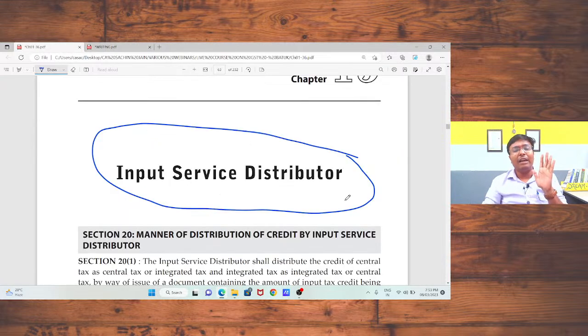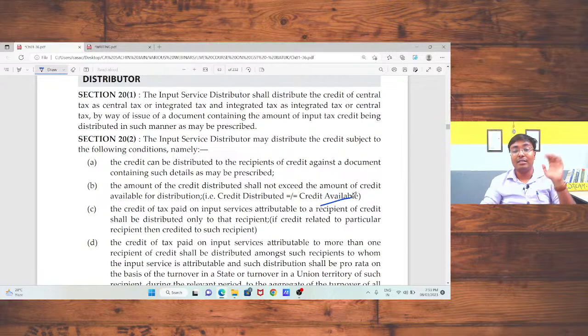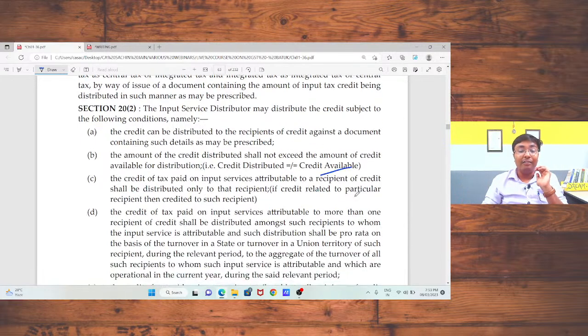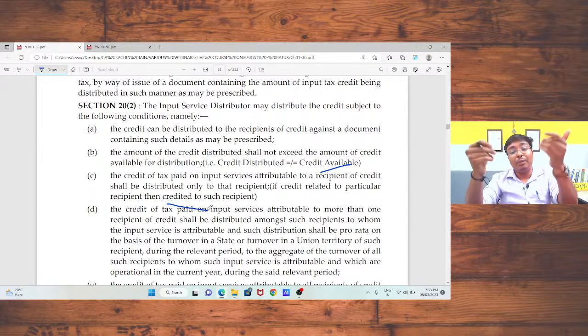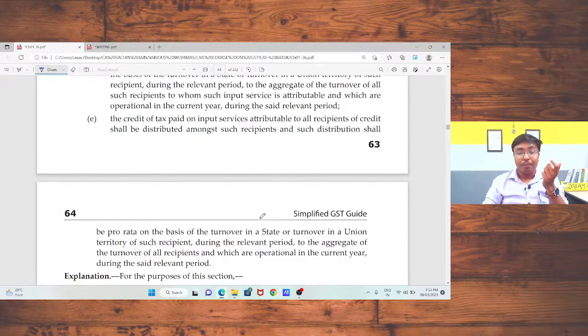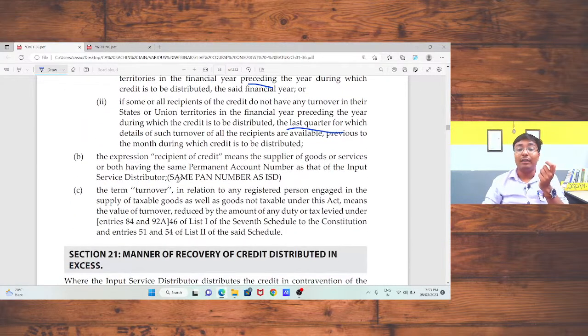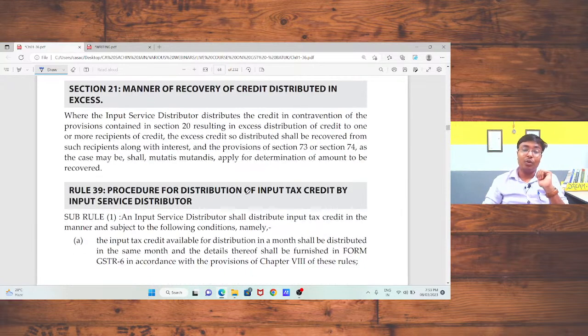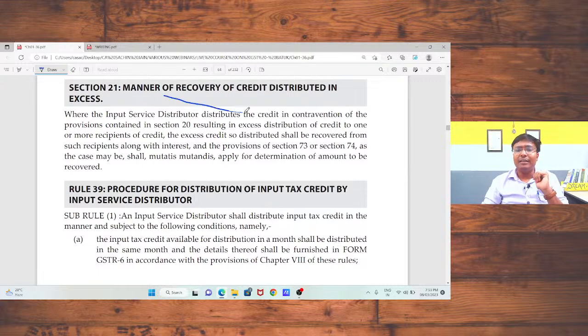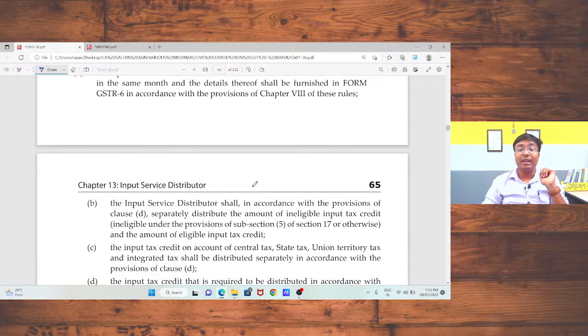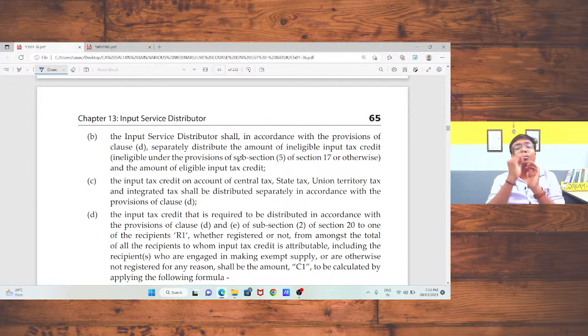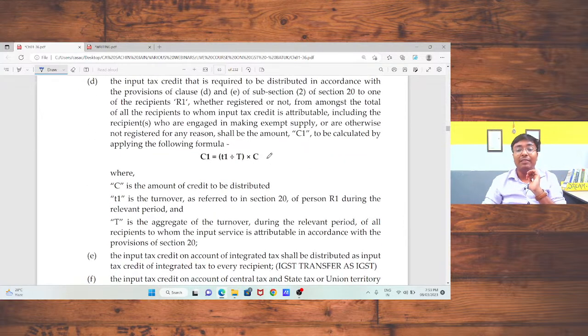Sir, we have discussed everything related to input service distributor. We discussed that credit distributed cannot be more than the credit available. For a particular recipient, the input tax credit will be transferred to that recipient only. Relevant period we already discussed: the preceding financial year. If there is no preceding financial year, then we need to take the last quarter. The PAN should be the same under the same ISD, because GSTN will be different, but PAN should be the same. Manner of recovery of credit distributed in excess: sections 73 and 74 will be applicable. Procedure for distributor we have already discussed. Our input service distributor has to file form GSTR 6 for that purpose, and the ratio is here.